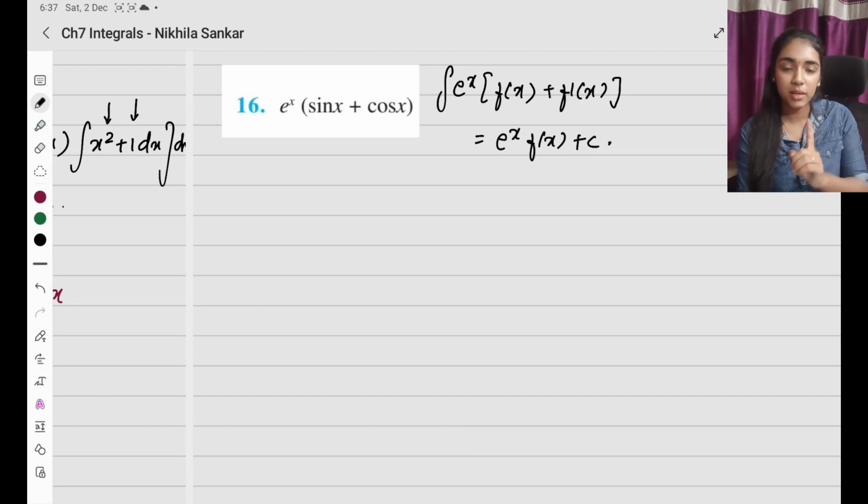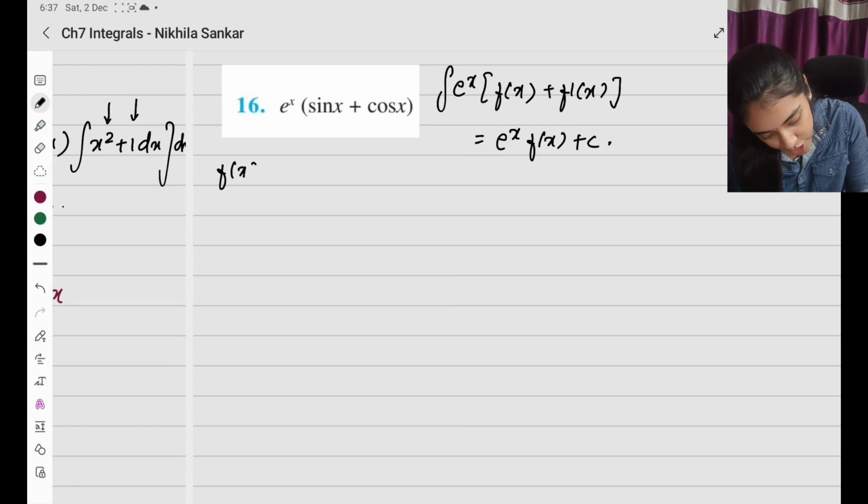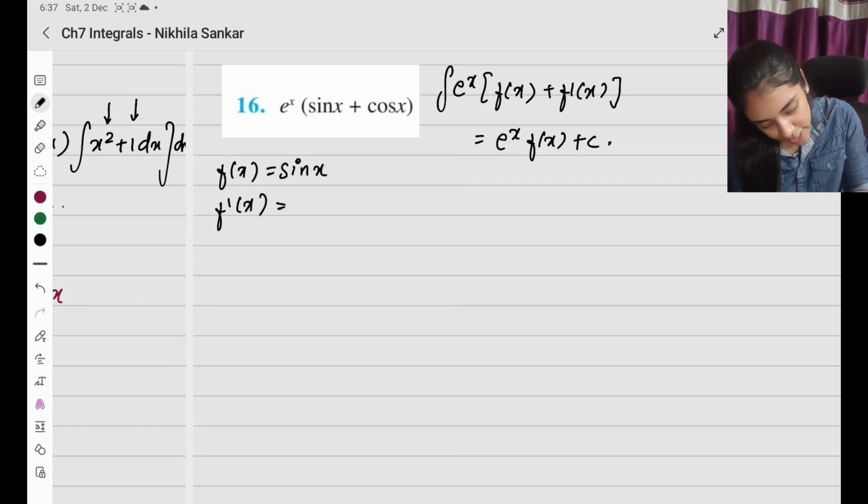So இப்போ இந்த ஃபார்ம்ல நம்ம என்ன கண்டுபிடிக்கணும்? Which is our f of x and which is our f dash of x ன்னு கண்டுபிடிக்கணும். Okay, so basically I can take the function f of x to be sin x. What is the derivative of that? F dash of x is going to be cos x. So what do I see? This is going to be f of x and this is going to be f dash of x, and you see that it is of this form.